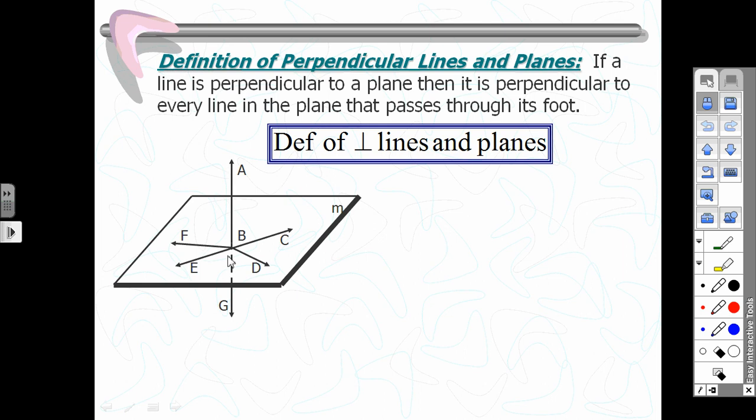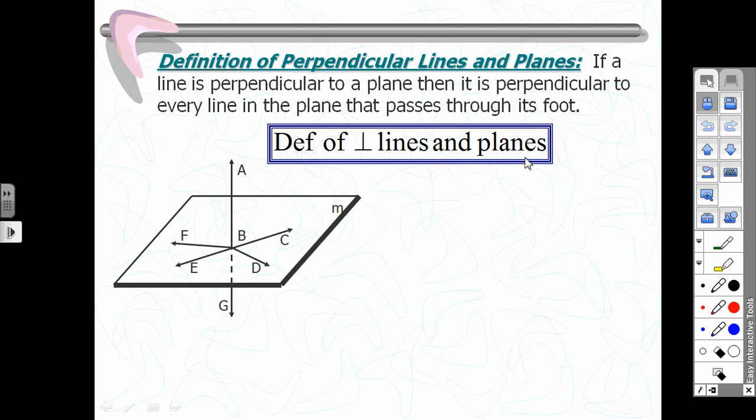in this diagram, line AG perpendicular to this whole plane, then it's going to be perpendicular to every line in that plane that passes through its foot. So that's why it's really important for us to know what the foot is. Okay, and then this right here, definition of perpendicular lines and planes, this is how we're going to write it as a reason in our proof.